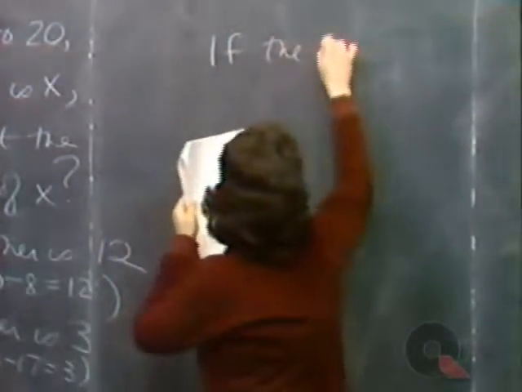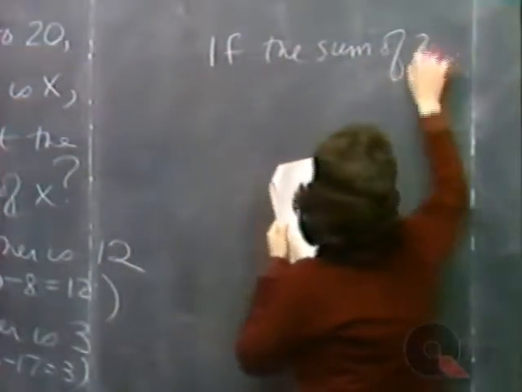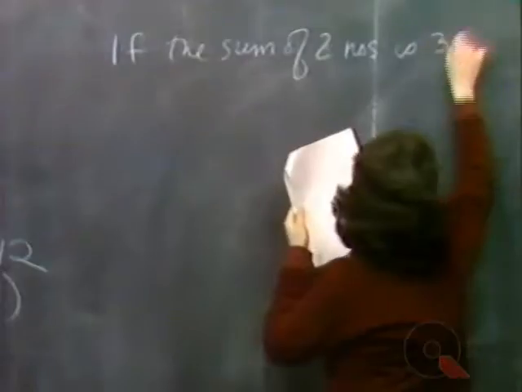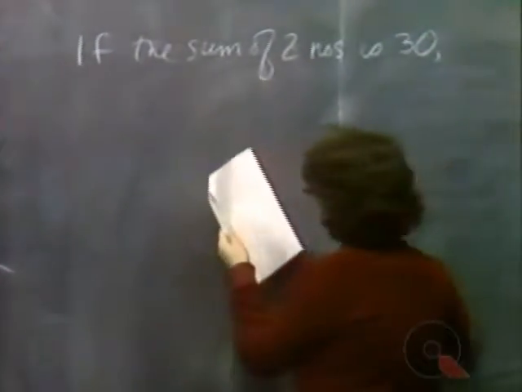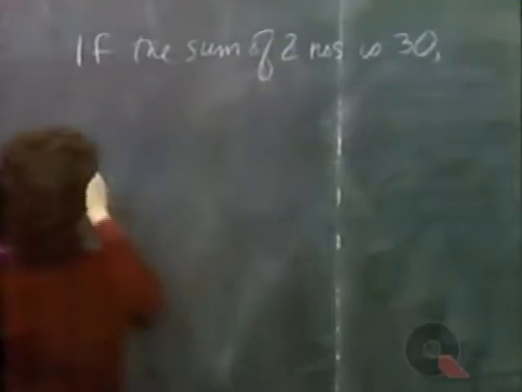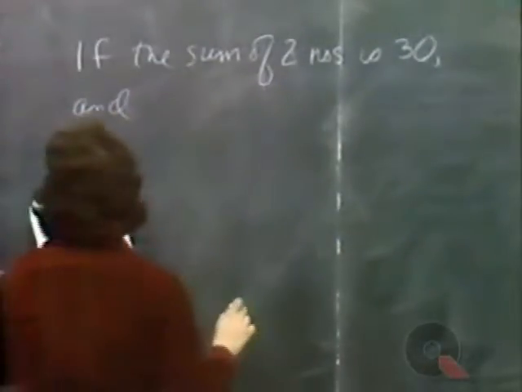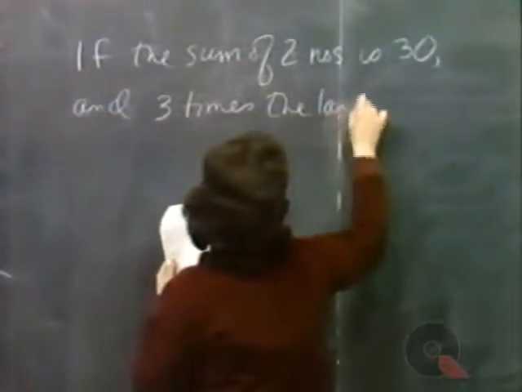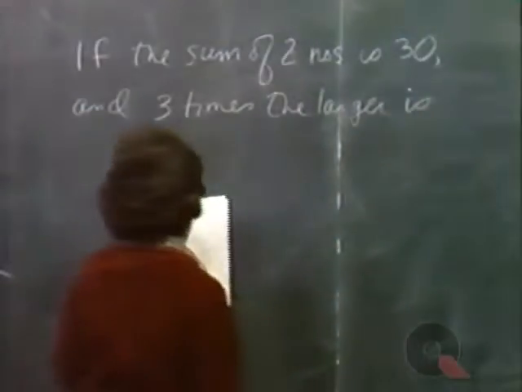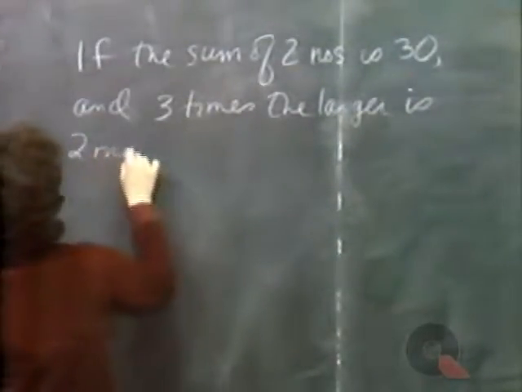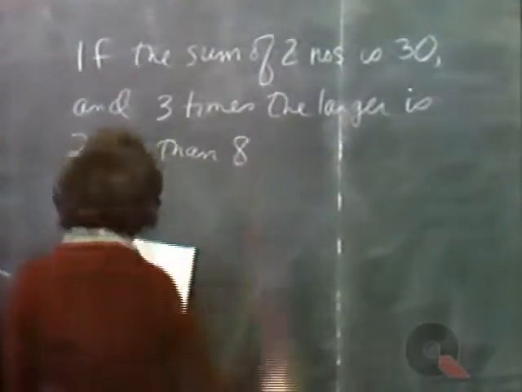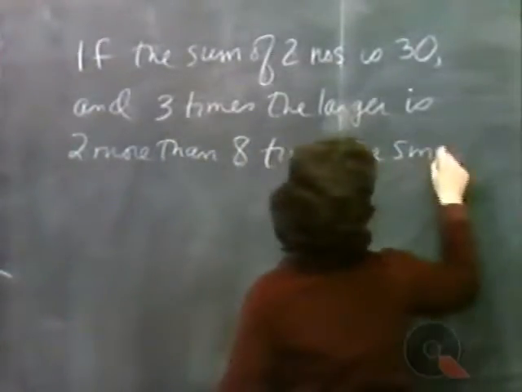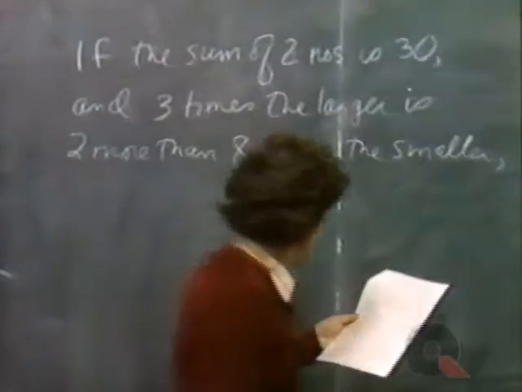If the sum of two numbers is 30, and 3 times the larger is 2 more than 8 times the smaller, find the numbers.